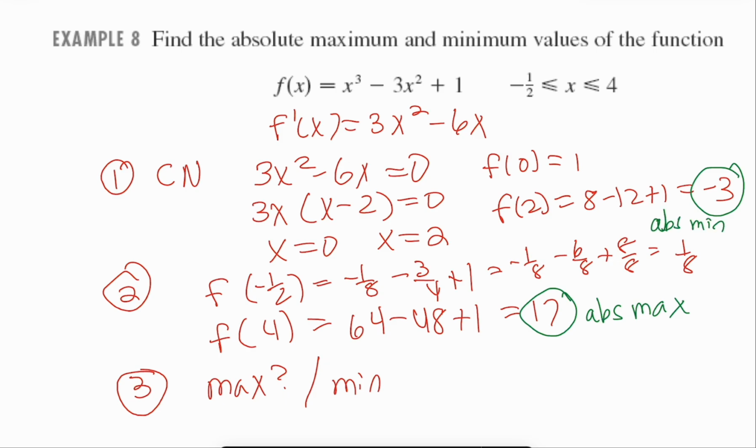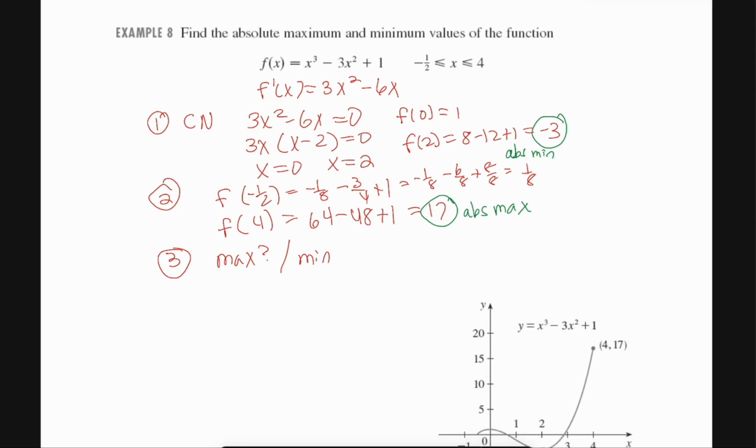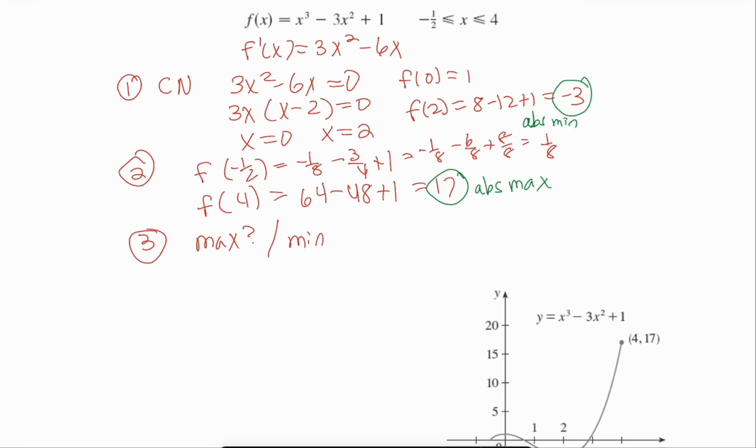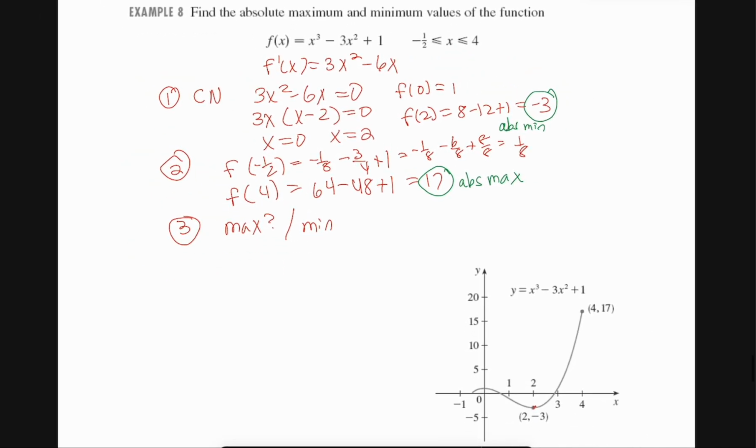So we should be able now to graph it. If you graphed it, went into Desmos or something like that, look at our lowest point. Our absolute min was at the point (2, -3). Our absolute max was on one of the endpoints at (4, 17). So that's the method you want to take if they ask you to find the absolute max or min of a function on a particular interval.